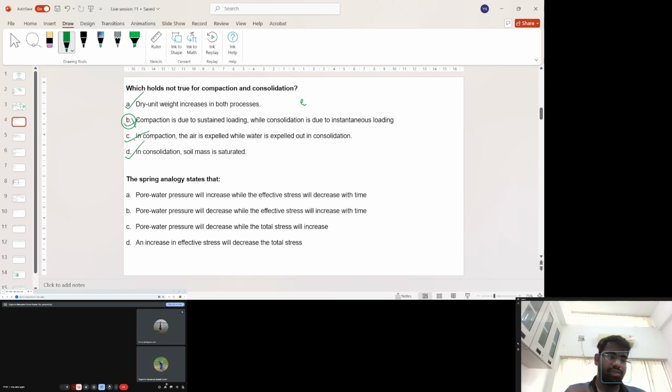All right, coming to the next question: the spring analogy states that pore water pressure will increase while the effective stress will decrease with time, meaning during consolidation. Or, pore water pressure will decrease while the effective stress will increase with time. Or, pore water pressure will decrease while the total stress will increase. Or, an increase in effective stress will decrease the total stress. Which of the options are right?